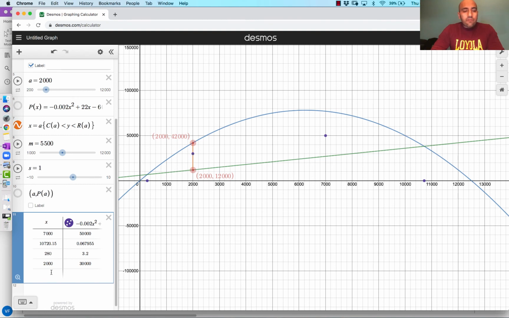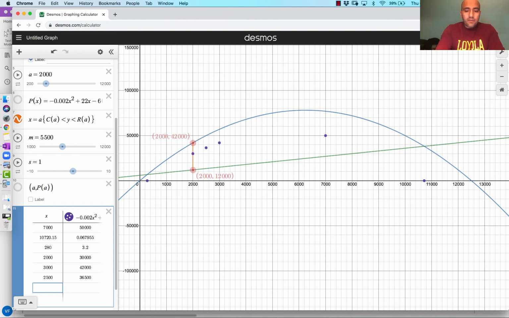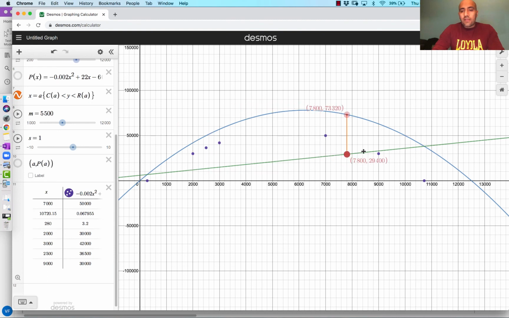If we keep going and we find other points, how about 3,000? How about 2,500? How about 9,000? Right? We keep finding all these points, right? What do these little dots represent? This height right here, this output represents the gap that exists at that point, right? So if I scoot this over to 9,000, there, then that gap is equal to 30,000. You see how the gap between the two is 30,000?